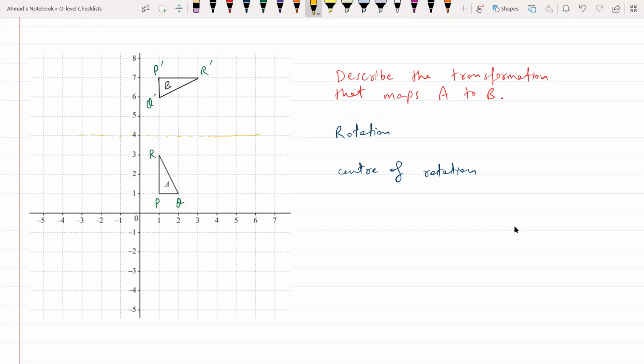This is the perpendicular bisector of P P dash. Then you can also draw another perpendicular bisector. Let's say the perpendicular bisector of R and R dash. What is that going to look like? That will be something like this.